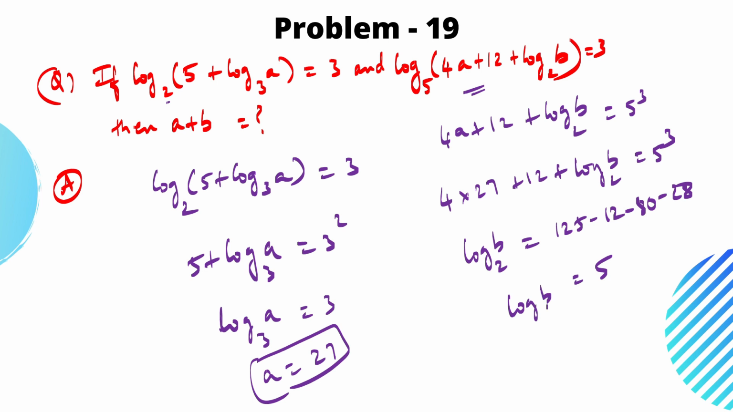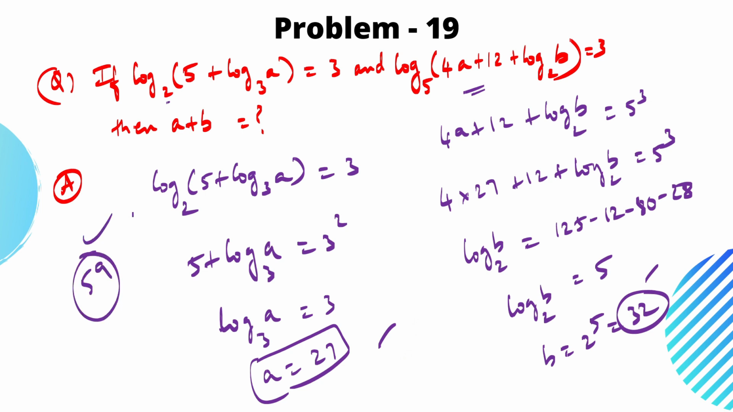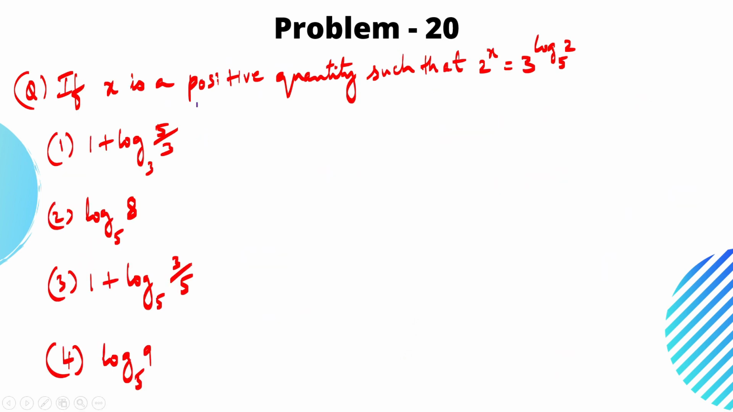So log b to the base 2 is equal to 5. B is equal to 2 power 5, this is equal to 32. A is equal to 27, B is equal to 32. What is A plus B? A plus B is 59. 59 is the answer.